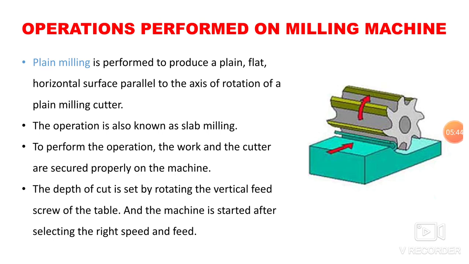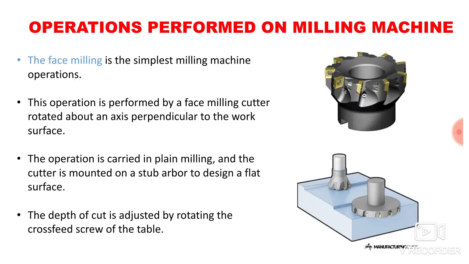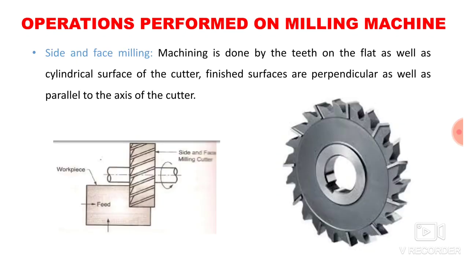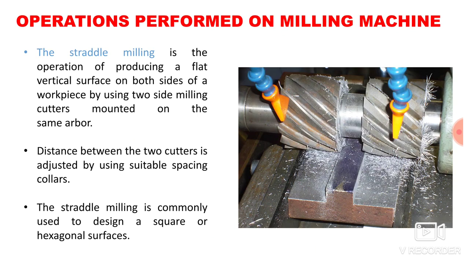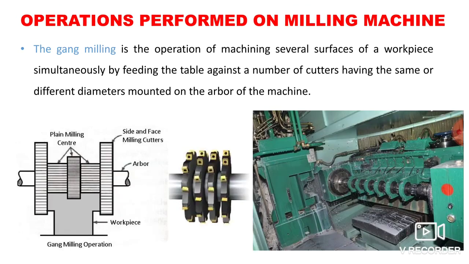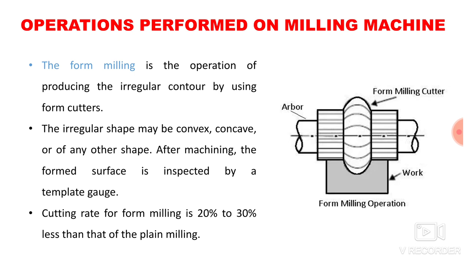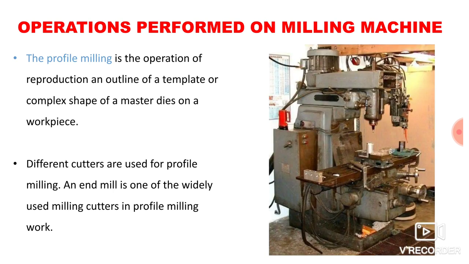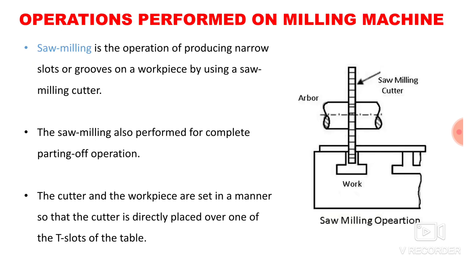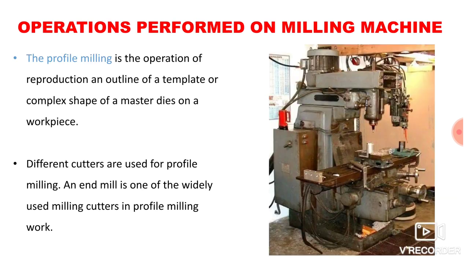So the very first operation is plane milling. The second one is face milling. Third is side milling. Fourth is side and face milling. Fifth, straddle milling. Sixth, angular milling. Seventh, gang milling. Then form milling. Ninth, profile milling. Tenth, end milling. And the last one is saw milling. So here I have listed 11 different possible operations that you can perform on your milling machine.